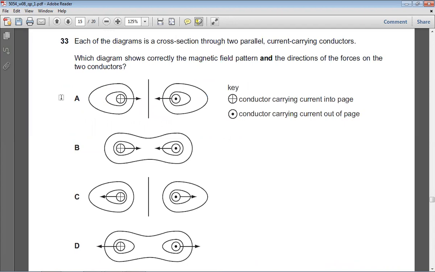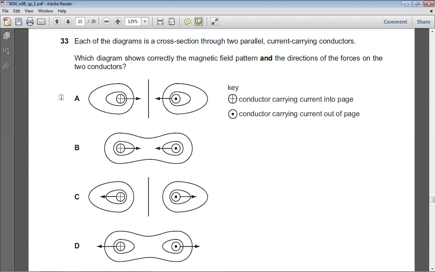Which of the diagrams is a cross section through two parallel current carrying conductors? Which diagram shows correctly the magnetic field pattern and the direction of the forces on the two conductors? You see both the conductors, one conductor is represented with the cross and the other conductor has been represented with the dot. Dot means that the current is coming out of the page, and the cross means that the current is going into the page.